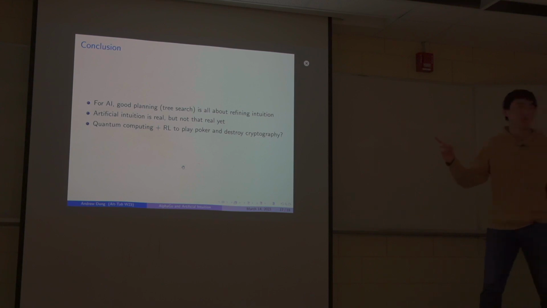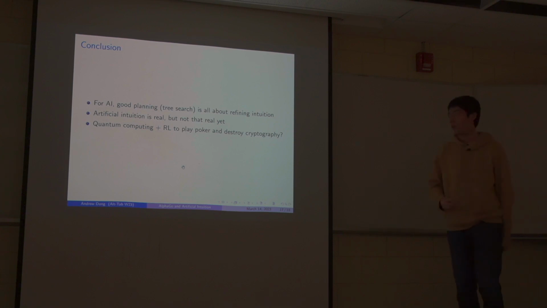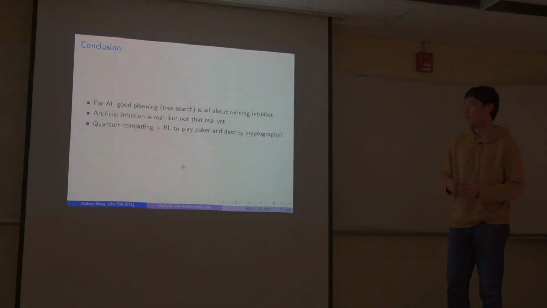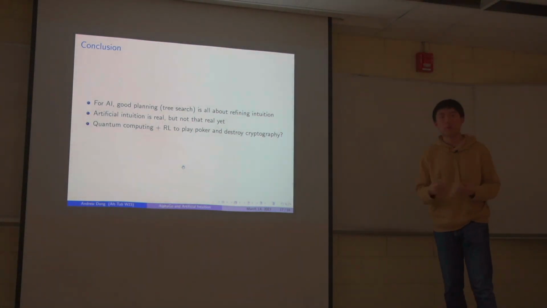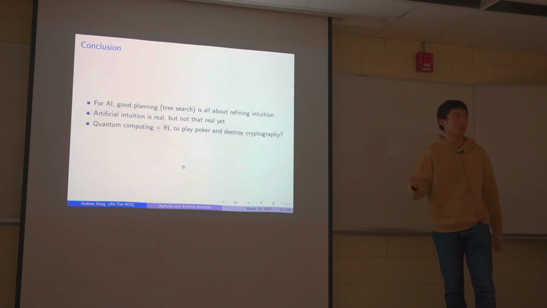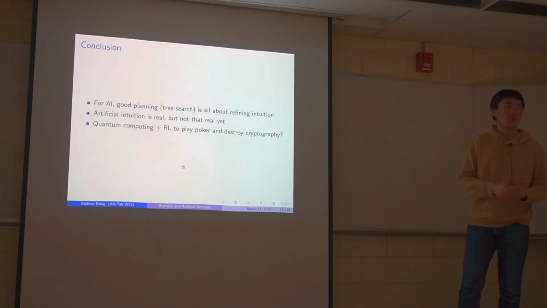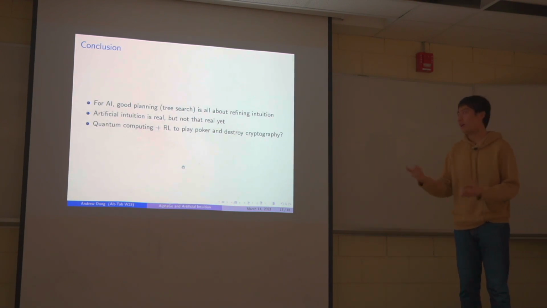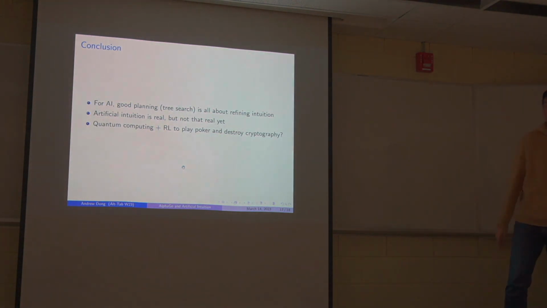And this is my prediction. Quantum computing is on the rise. Apparently the largest number we factored is 21. Literally the number 21, the two-digit number. But it's on the rise. So maybe with reinforcement learning, we'll be able to play imperfect information games like poker. And then maybe it will destroy cryptography, like learn the key somehow by playing the game against itself. I don't know, but if this is right, we have recorded evidence.